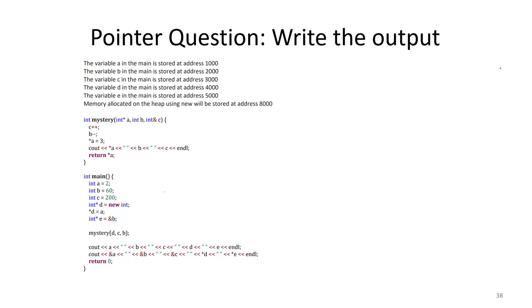So here's an example of a pointer question which I might ask on an assignment or on an exam. Here we're given some initial information about where our variables are stored, and we are also given some code. So when tracking memory, I like to use pictures like this.